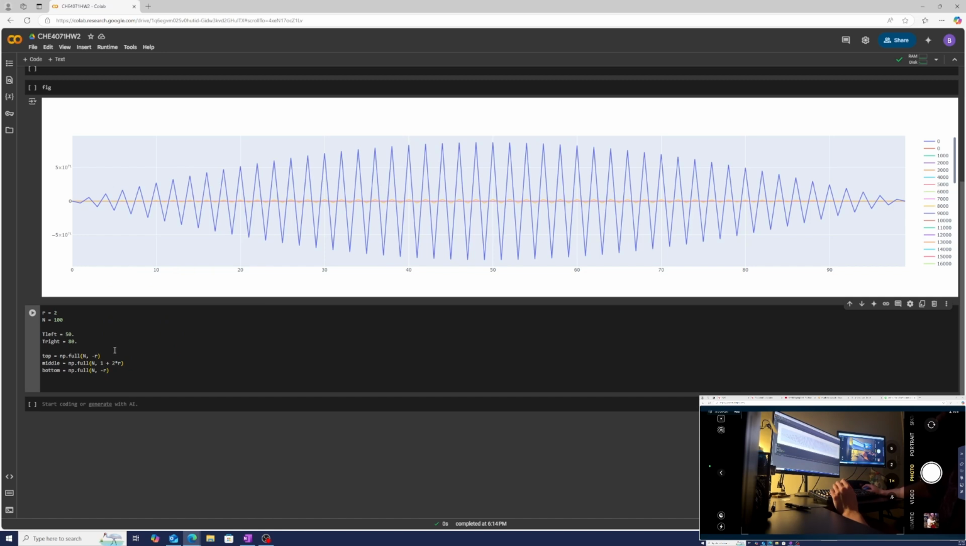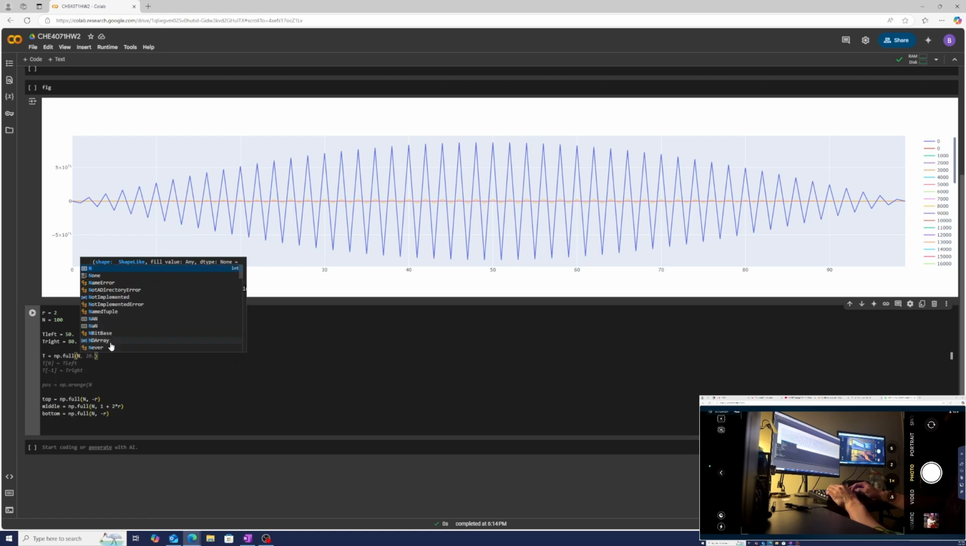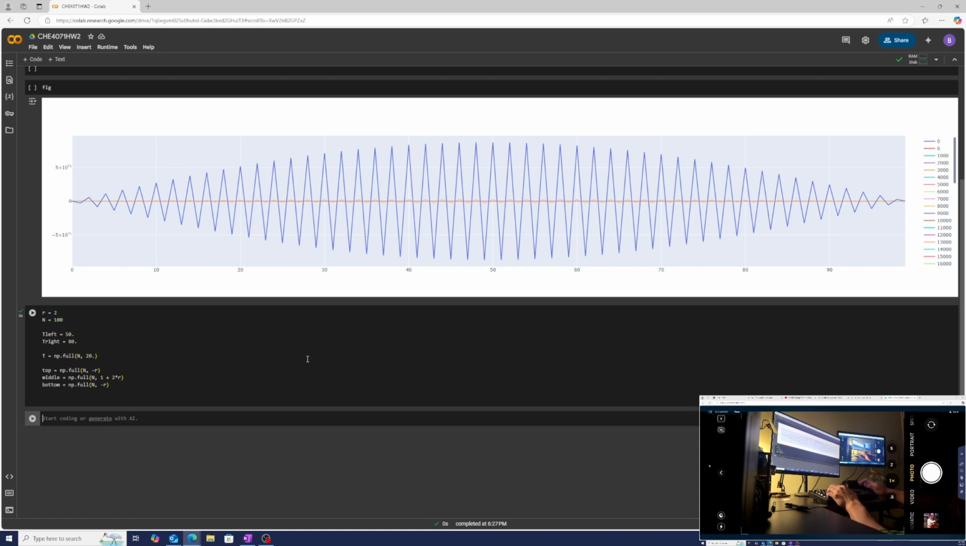We call it top, middle, and bottom because in the diagonal banded matrix, we want our middle to be this n, 100, 1 plus 2r's, and then our top and bottom on top of that will be just negative r. And then another thing we need to do is to define our temperatures. So our temperature is just going to be equal to np.full. We want n, and all of these are going to be initially at 20 degrees Celsius.